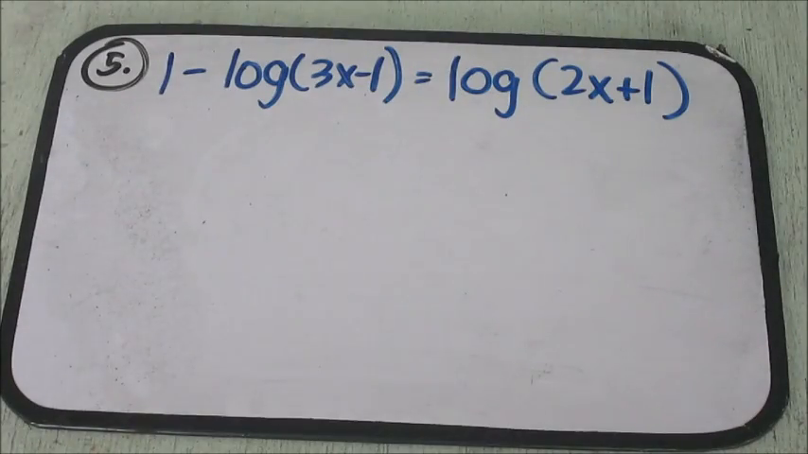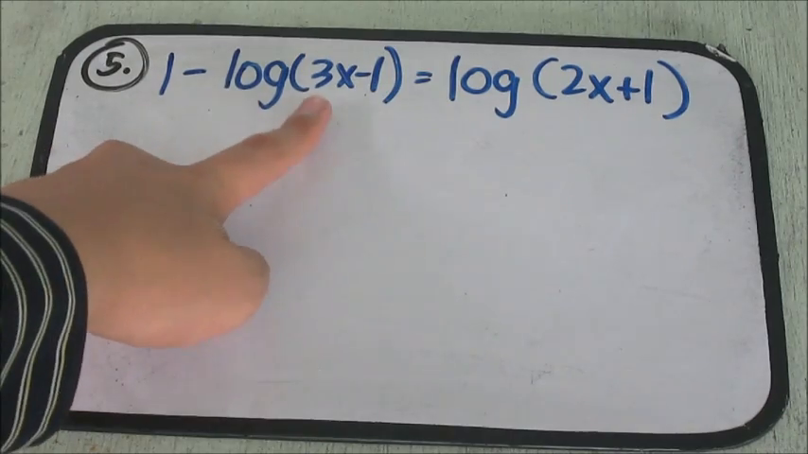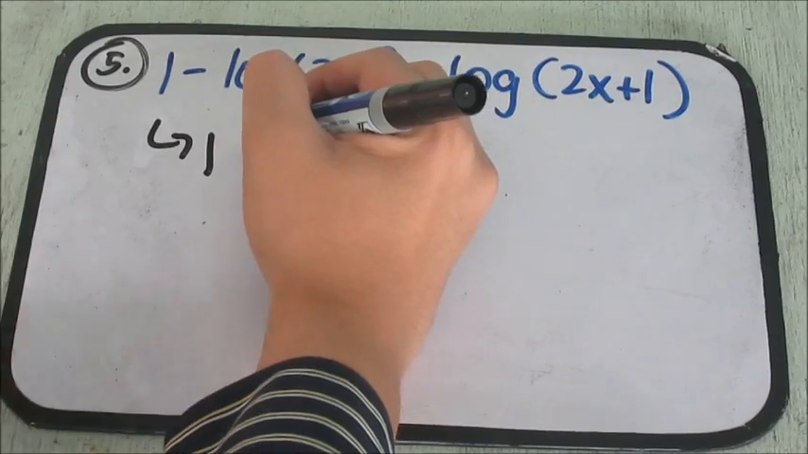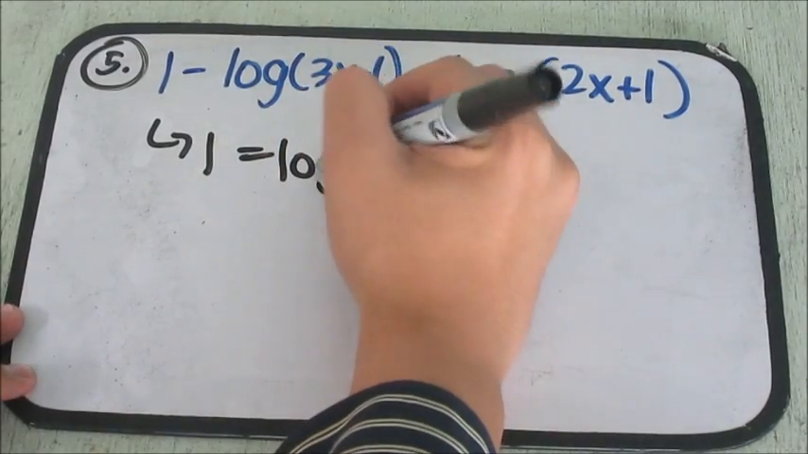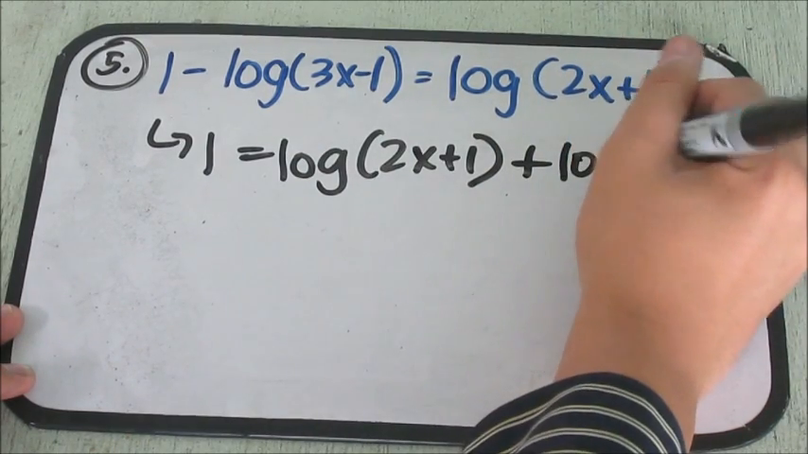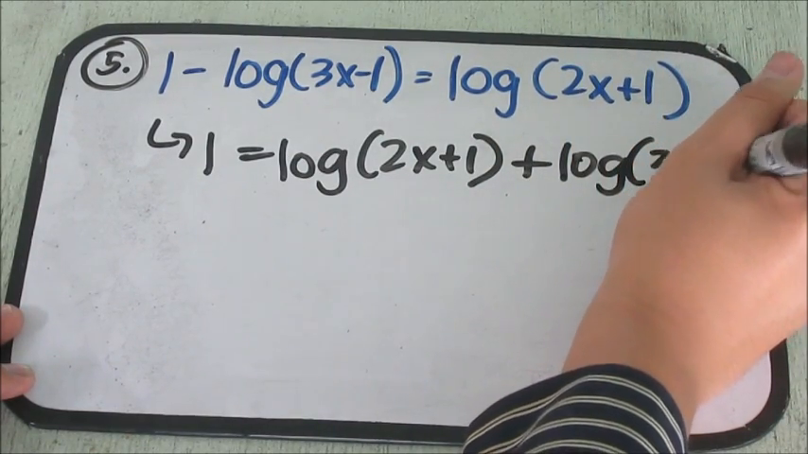Lastly, the fifth example. Here we have 1 minus logarithm of 3x minus 1 is equal to logarithm of 2x plus 1. So the first thing that we need to do here is to isolate 1 on the left side. So what are we going to do? We need to transpose this logarithm of 3x minus 1 to the other side. By doing so, we will arrive at 1 is equal to logarithm of 2x plus 1 plus logarithm of 3x minus 1.